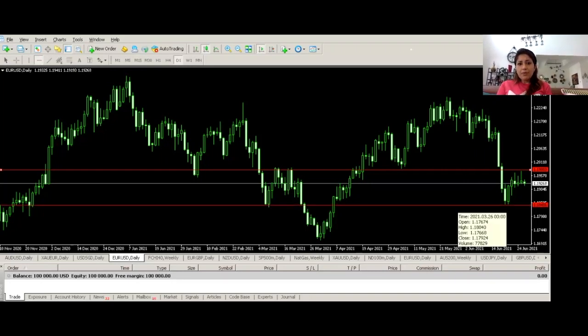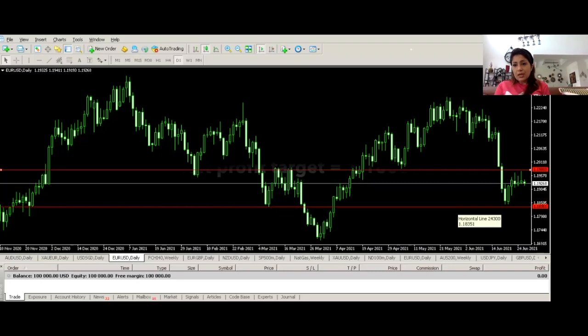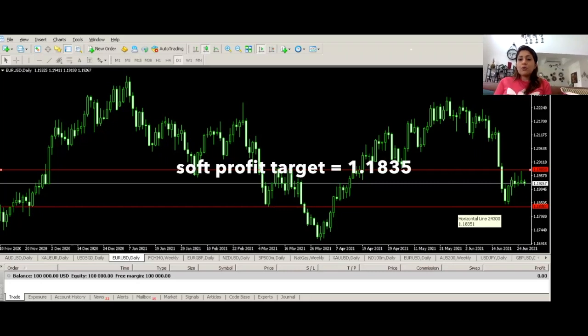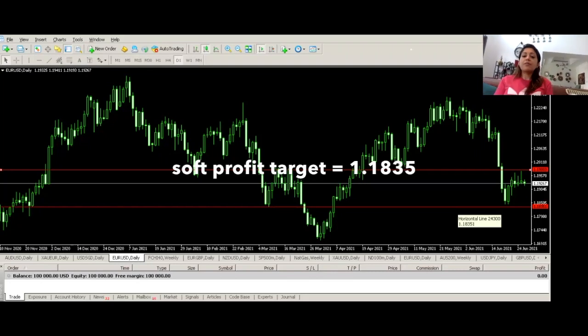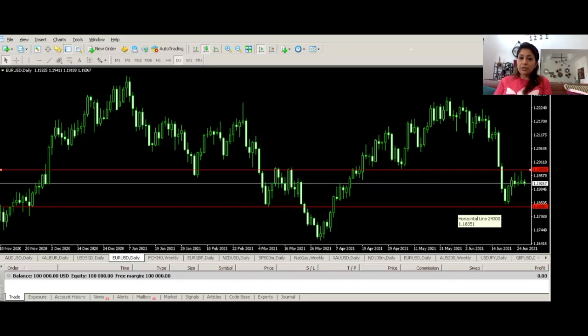So the next support, as you can see, is 1835. So if prices go in the direction that I have predicted, which is downwards, I'm going to take my profits around 1835 levels. And now I'm going to take this trade.